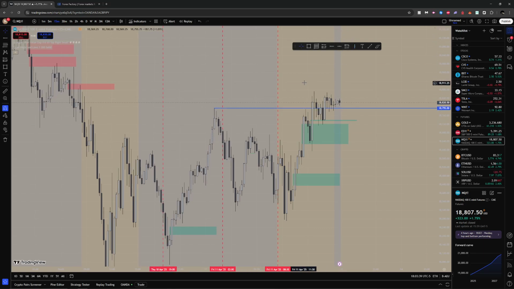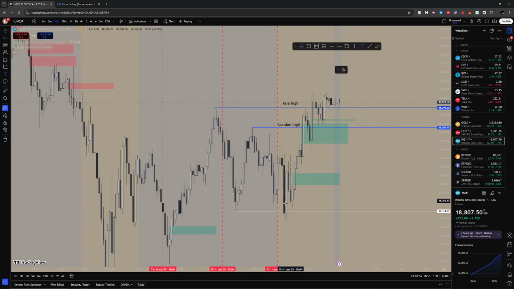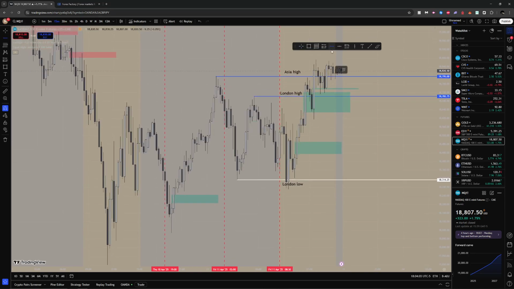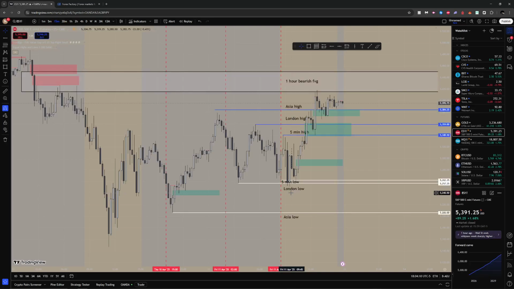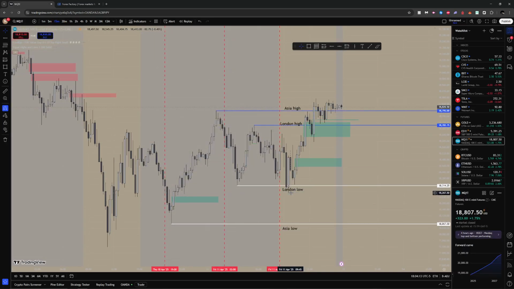So same little setup. We have Asia highs here, London highs here, Asia highs here, London high here, same thing. Don't really see any SMTs, but yeah. But this price action looks a little bit better. London low, but hold up, we might actually have a little SMT. Nah, never mind, I'm tripping.